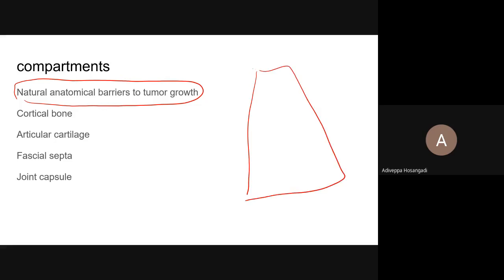Compartments. One important thing you should remember is that it is not the compartment you see in the hand, say the thenar compartment, hypothenar compartment, or flexor compartment, extensor compartment. That you should not get confused. So what are compartments? These are natural anatomical barriers to tumor growth. Please remember, thick fascia always offers some resistance to tumor growth. Remember this.